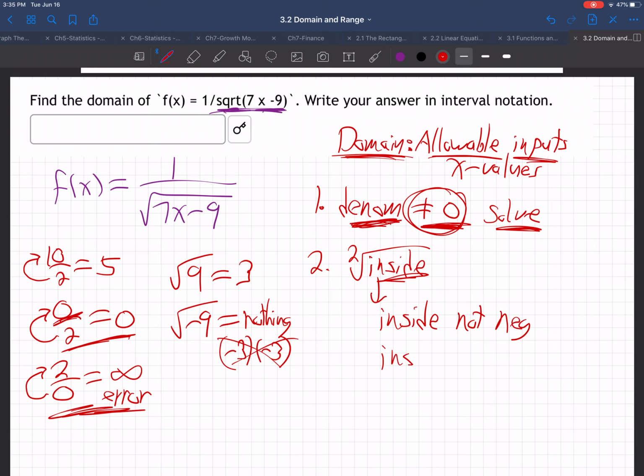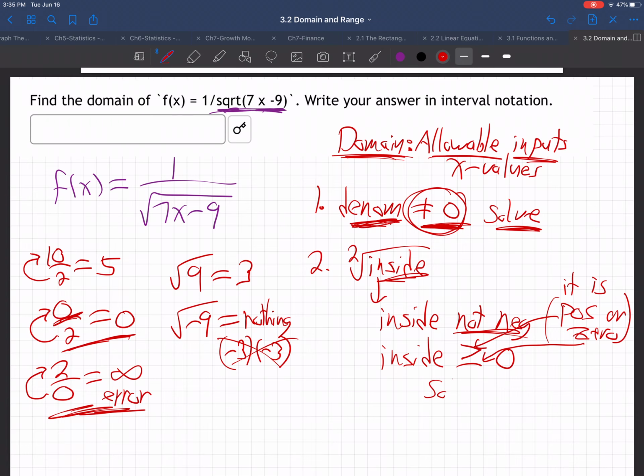So we say inside, how do you say mathematically not negative? Well, positive or 0, right? That's what not negative means. It means it is positive or it's 0, thus not negative. How do you write that? Greater than or equal to 0, right? Greater than is positive and equal is 0. It's greater than 0, which is positive, or it's equal to 0. And then we solve it. So that's the second situation.